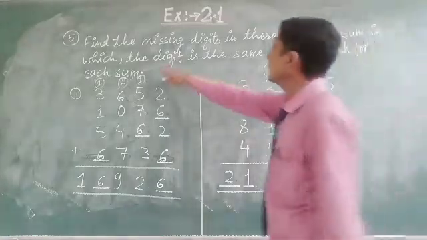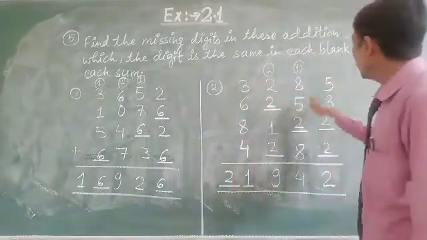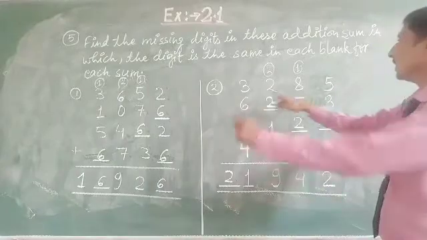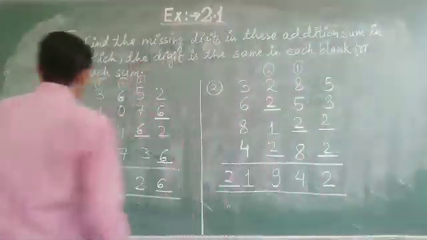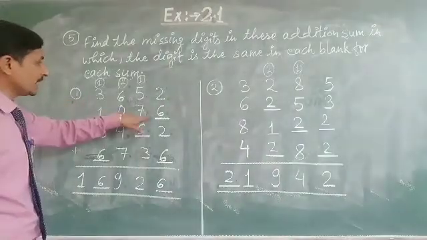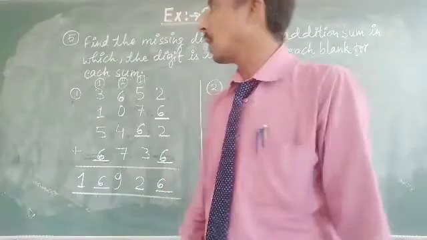And what do we have to do when the digit is the same in each blank for the sum? We have to use the same digit. That is, in question number 2 we used 2 and we got the right answer, and in question number 1 we used 6 and we got the right answer. So in this way we have to solve question number 5.